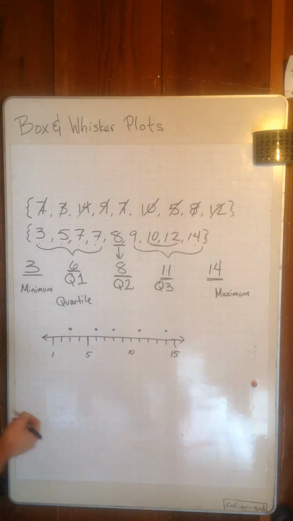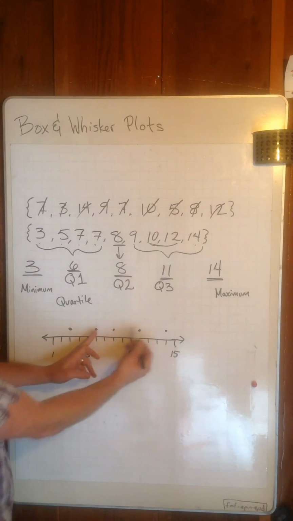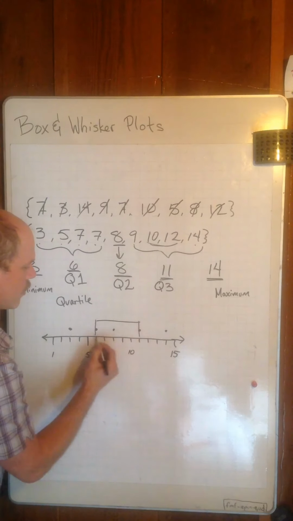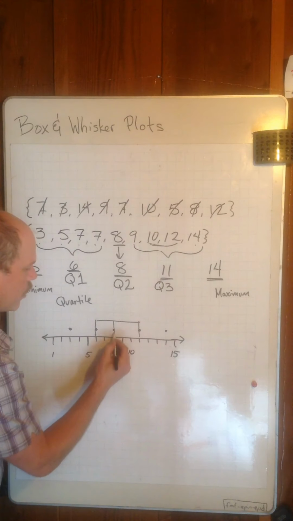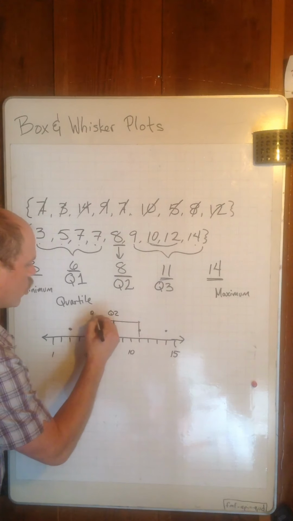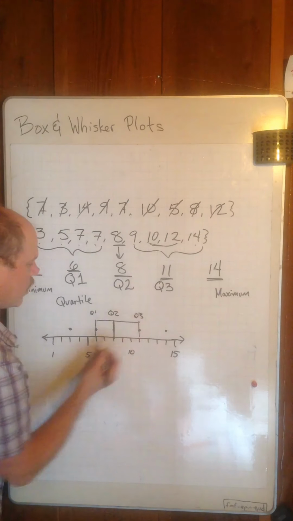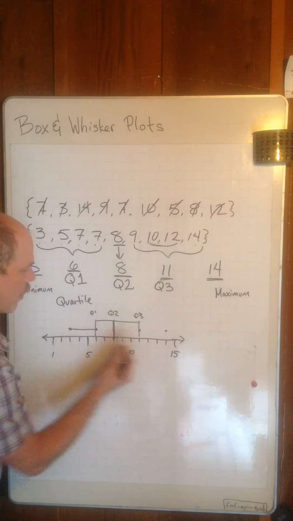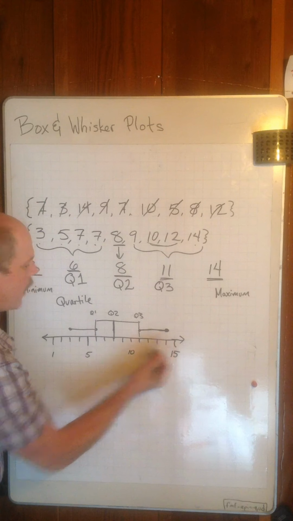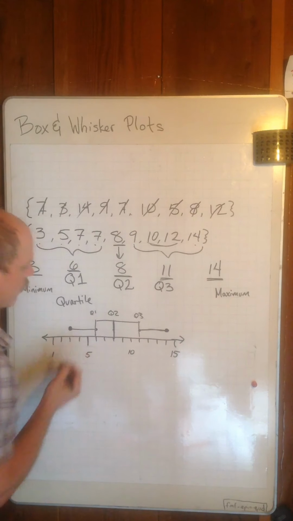And now I'm going to take my values in the center, these 3. I'm going to make a little box out of them, like this, with a line through the Q2 number. So I see Q2, Q1, Q3, and then I put these little whiskers off of the box out to those outer values. That is my box and whisker plot for this data set.